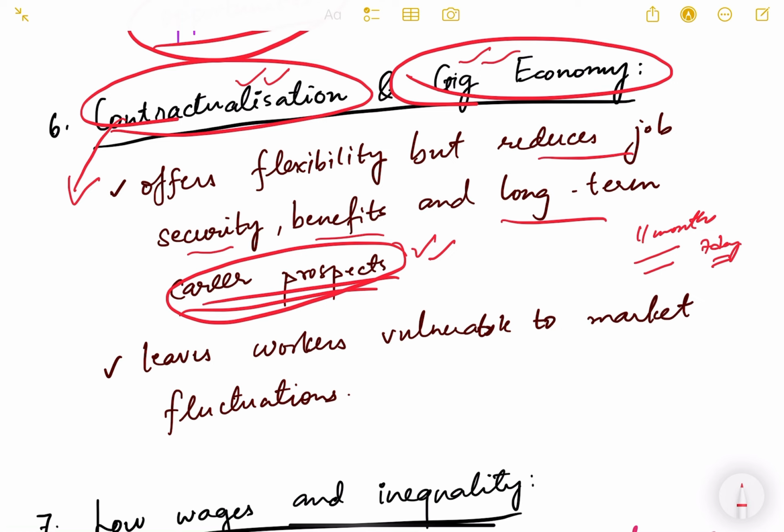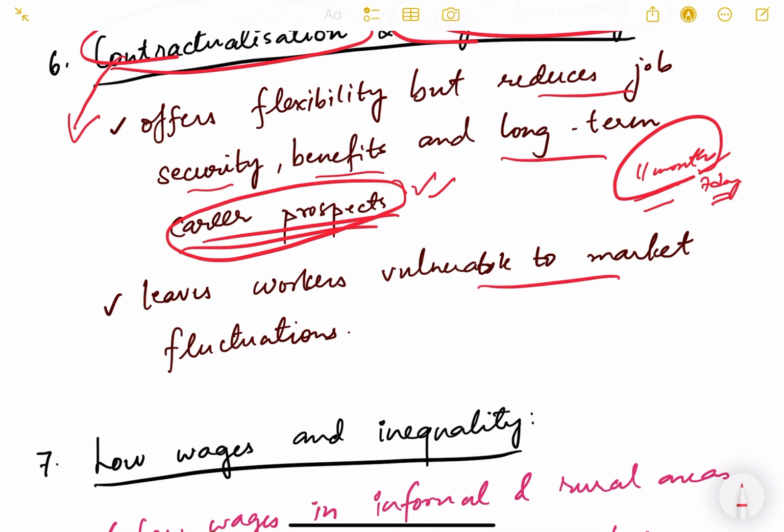It may be renewed after say 11 months, 12 months, whatever is the period, but the chances are very low. It leaves workers vulnerable to market fluctuations. Market fluctuation meaning if there are any ups and downs in the economy, then these contractual laborers may either get hired or fired. If the market goes down, then these people will be fired. So there is no job security, and therefore market fluctuation will decide what will happen to these people.